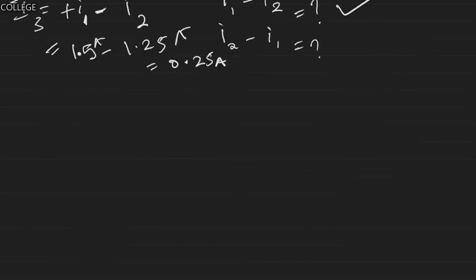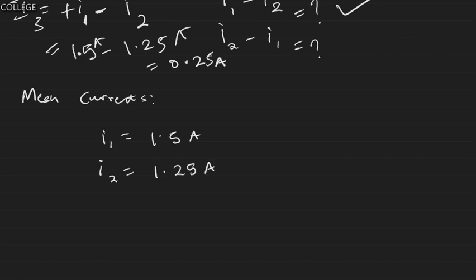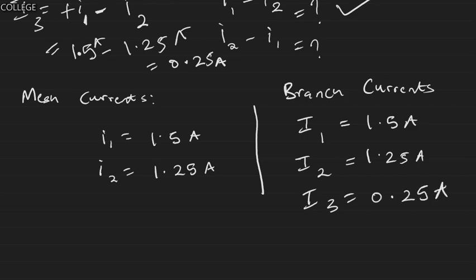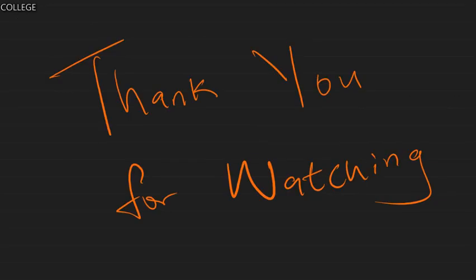So we have our final answer in this form. Our mesh current i1 is equal to 1.5 ampere. Our mesh current i2 is equal to 1.25 ampere. For the branch currents, i1 equals 1.5 ampere, i2 is 1.25 ampere, and i3 equals 0.25 ampere. So these are our final answers. Thank you very much, as we call it a day.